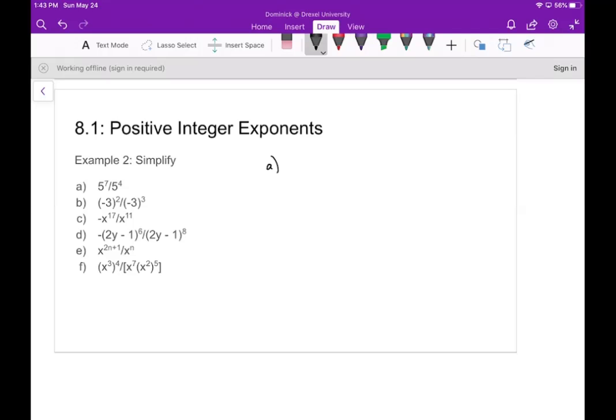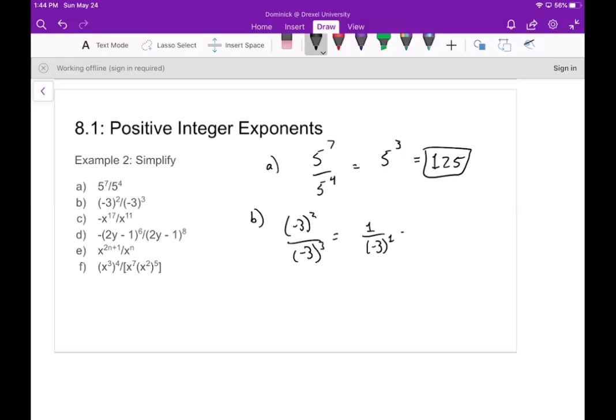Now, in part A, we have 5 to the 7th over 5 to the 4th. The bigger power is in the top, so that's where I'm going to have the leftover, and 7 minus 4 is 3. We can simplify this as 125. Part B, we have negative 3 squared over negative 3 to the third. This time the exponent is bigger in the bottom, so we're going to get 1 over negative 3 to the first, and this is just going to give us negative 1/3.